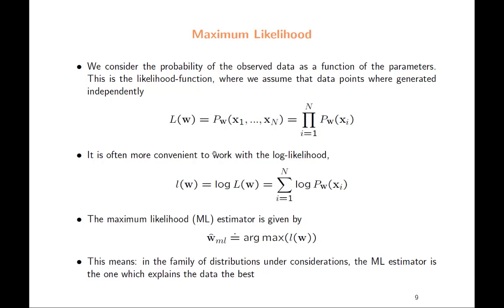Often it's more convenient to work with the log of this expression, because the log of the product becomes the sum over here. And then you get the sum over the log of the probability distribution of the x. The maximum likelihood estimator is a maximizer of either this or that expression, so the maximizers are the same in both cases.